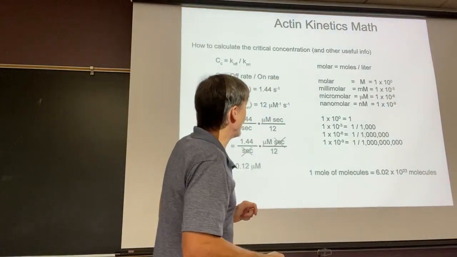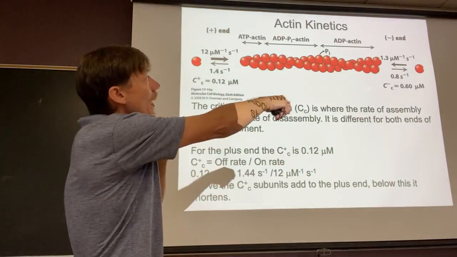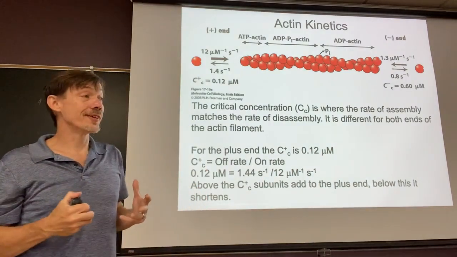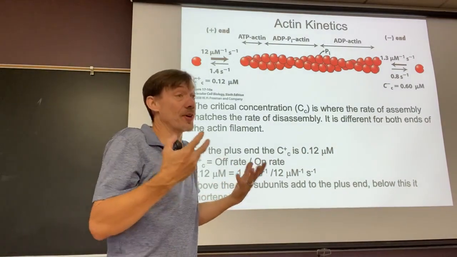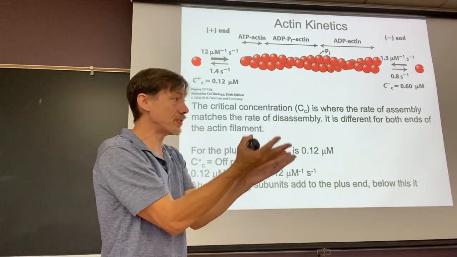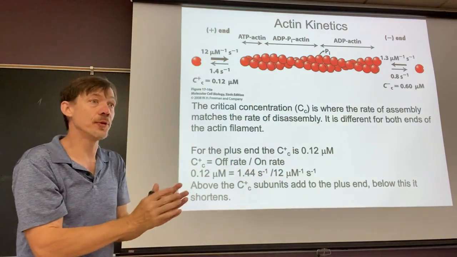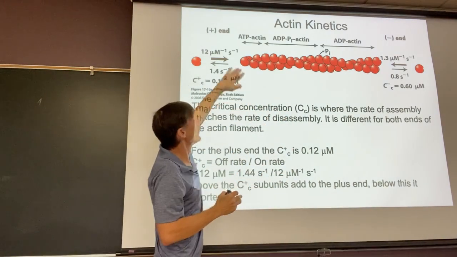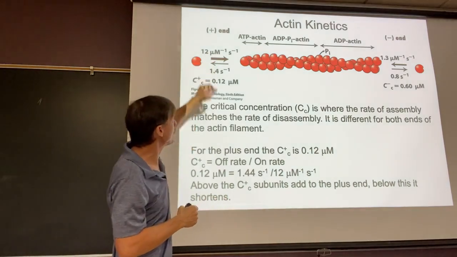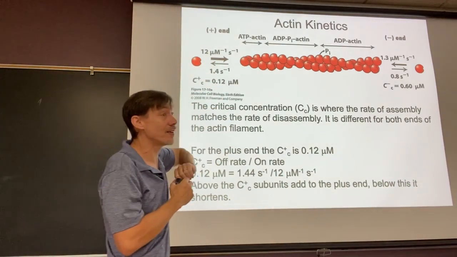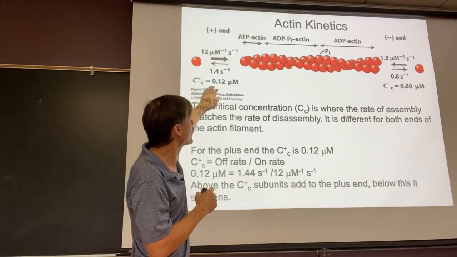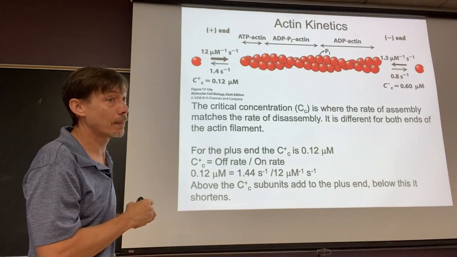So when you first look at this and you go, wow, this is really crazy and complicated, in some ways it's very simple, and it all just sort of folds into itself. You get this simplicity where there are all of these different numbers, you understand how it fits together, and it tells you at the plus end of an actin filament, the critical concentration is 0.12.